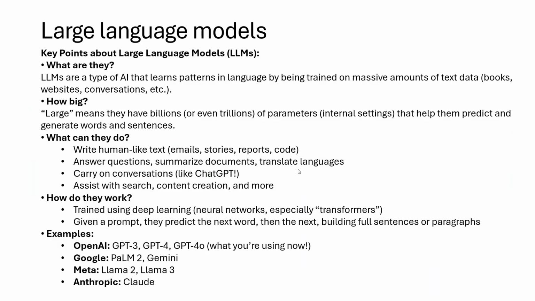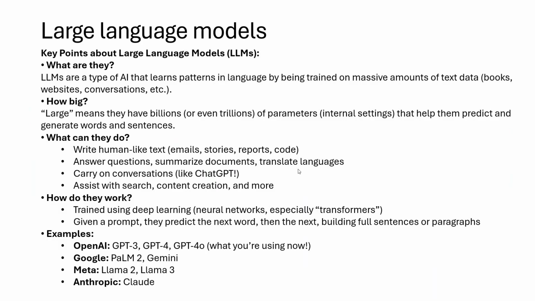These are the models which are trained on our data. Data means our websites, our content, our chats, our images, our videos, our conversations, our face pictures, emotions, expressions, everything. They have learned and now they are helping us, right? So LLMs are a type of AI that learns patterns in language by being trained on massive amounts of text data, websites and conversations. How big? Large. It means they have billions or maybe trillions of parameters, internal settings that help them predict and generate words and sentences.